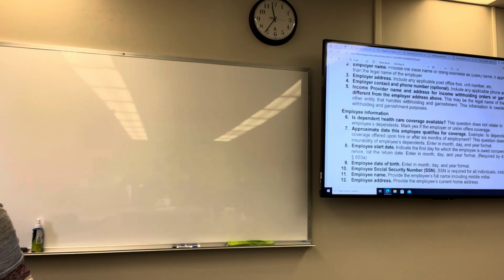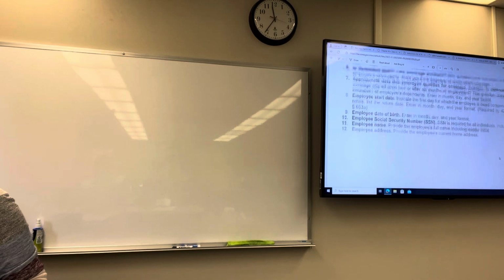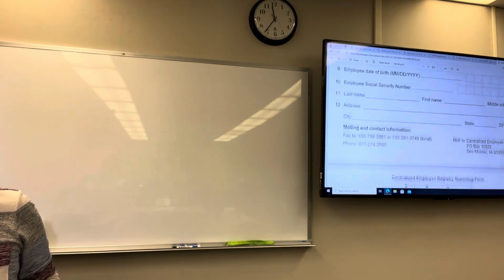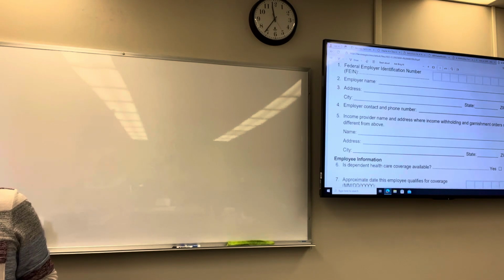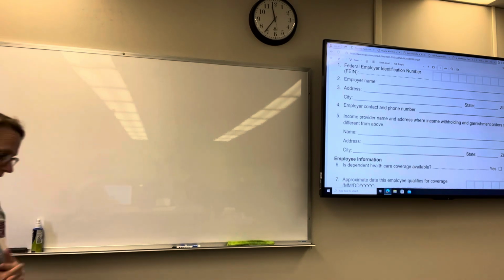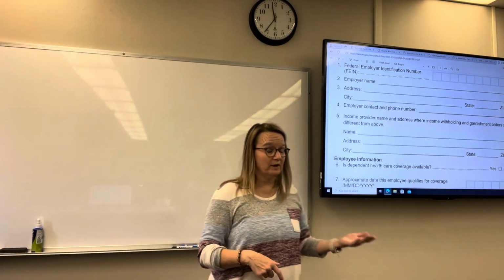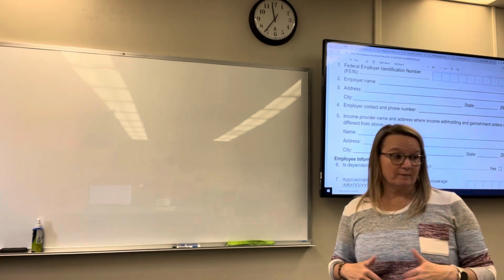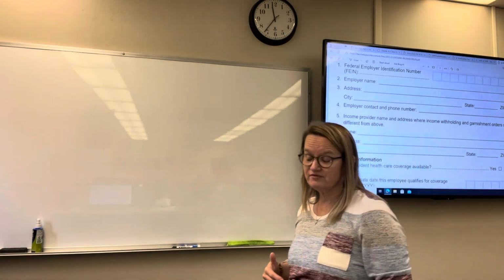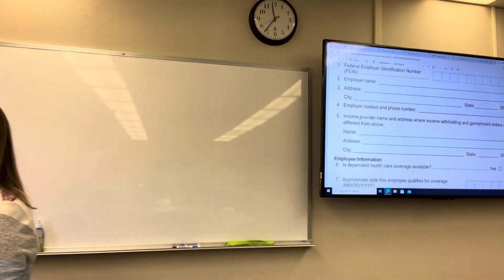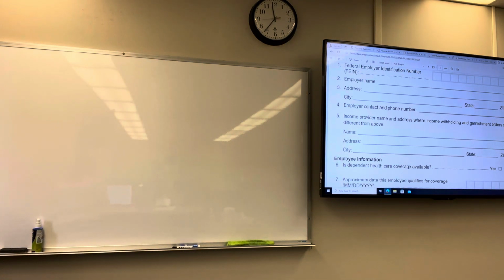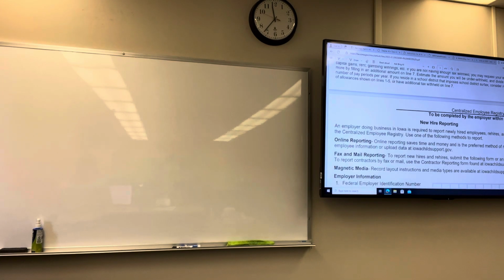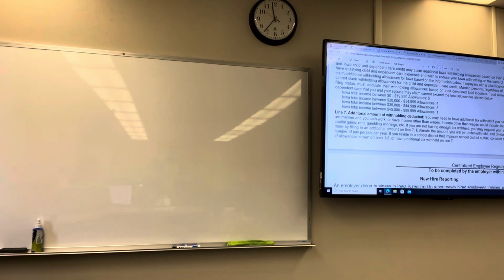Is dependent health care coverage available? They want to know that because if the child is on Medicaid, if it's possible that one of the parents would qualify for health care, then they would want to make sure that that child is actually part of that health care plan with the employer rather than receiving the Medicaid benefits. So anyway, this is that new hire reporting. It's part of the Iowa W-4.